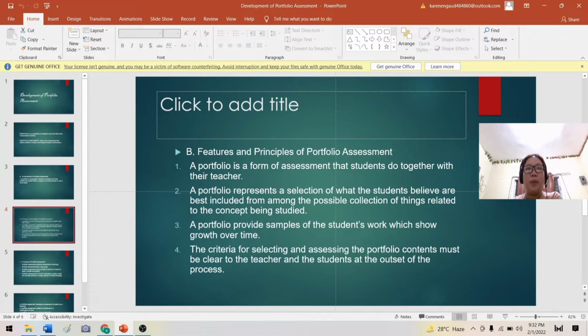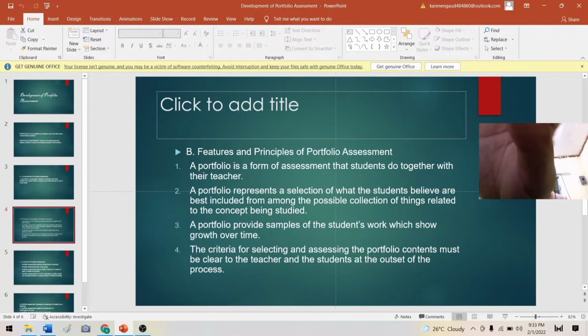The third is a portfolio provides samples of the student's work which show growth over time. Like what I have said, si teacher yung nagdesisyon kung ano ang ilagay doon, like mga test and quizzes. So, doon makikita ni teacher kung ang isang learner ay nag-grow ba or may improvement siya sa kanya mga ginagawa. Like for example, sa first grading, kung nag-improve ba siya doon sa second grading o hindi.